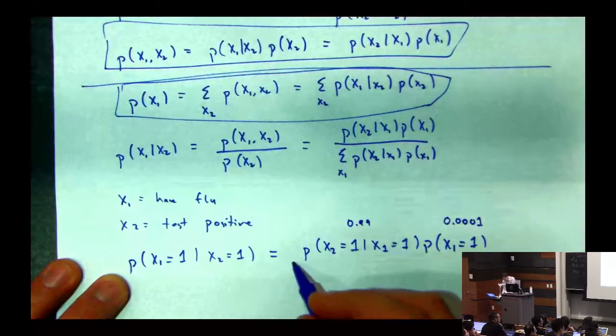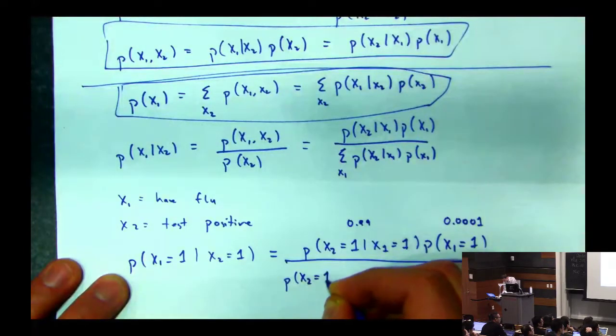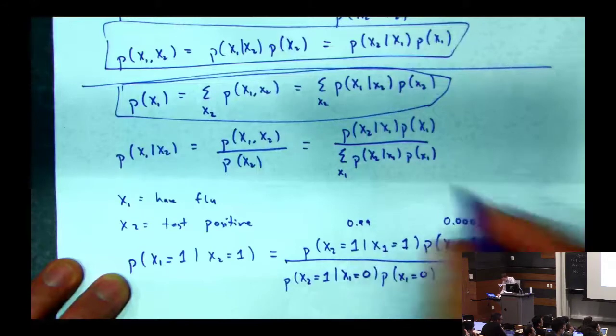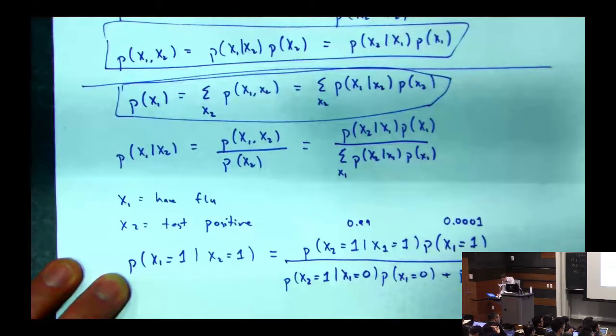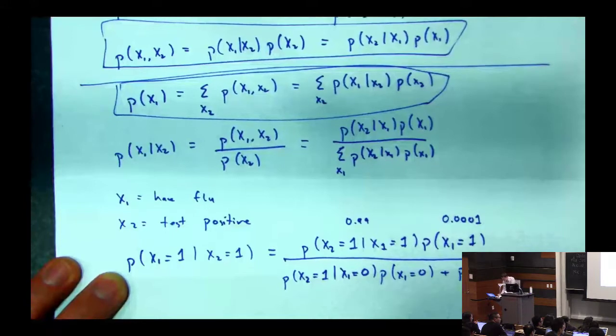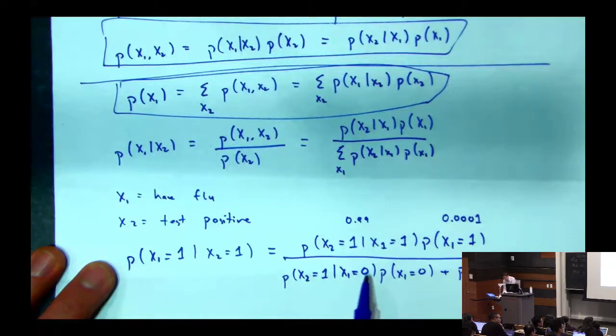Now we divide by this denominator term, which is first the probability of x2 equals 1 given the first value of x1, which is x1 equals 0, times the probability that x1 equals 0, plus the next term, which is now x1 equal to 1, the probability x2 equals 1 given that I have the flu. So I should say it in terms of the actual quantities here. This is the probability that I test positive given that I don't have the flu, times the probability that I don't have the flu. Plus the probability that I test positive given that I have the flu, times the probability that I have the flu. So the probability that I test positive given that I don't have the flu, that's just the opposite of this. That's just 0.01.